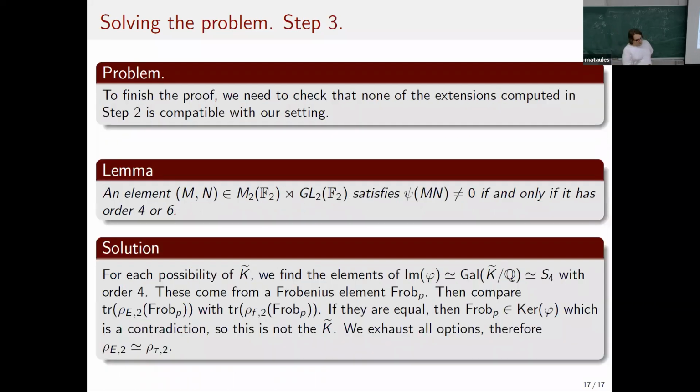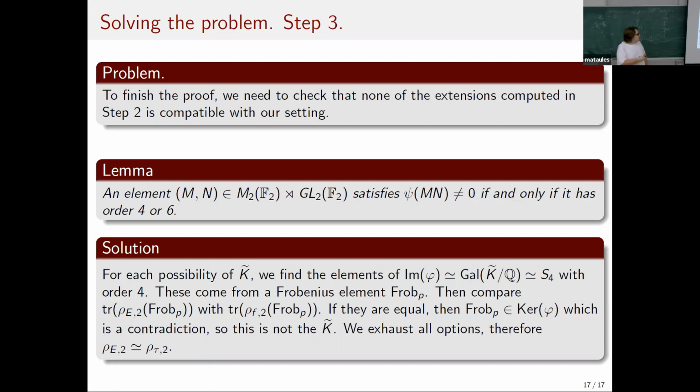And what you finish up doing is checking that none of this k tilde is the one that you want. So how do you do this? Well, this lemma is very technical, and it says that we only have to look at elements of order 4 or order 6. And then what you do is, for each extension, you find an element of order 4 such that the traces of the representation and the trace of the field do not match. And if they don't match there, this lemma tells you that this is not the extension you're looking for.